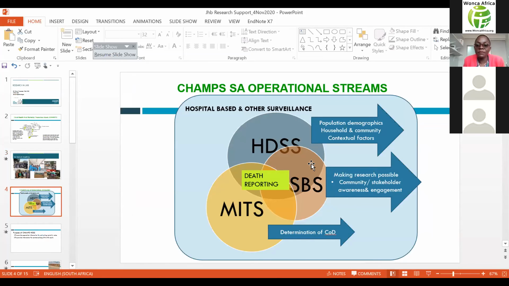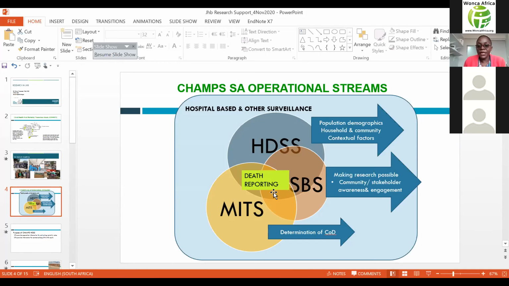In terms of the CHAMPS streams themselves and how they function, we have a hospital-based surveillance system that we use to record hospitalizations as well as mortality. Within the surveillance, we've also built in death notification from local mortuaries, as well as from other facilities surrounding Chris Hani Baragwanath Hospital. So we get death reports from the community, from primary healthcare clinics, from the government mortuaries, as well as from undertakers.